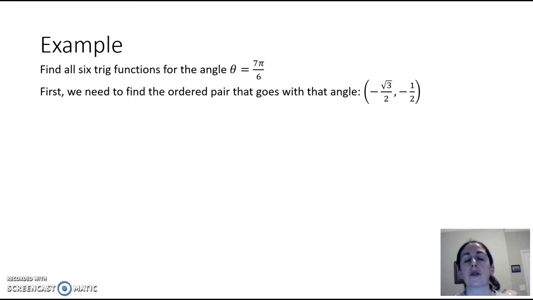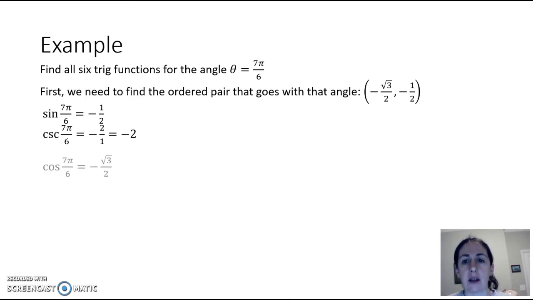You can now use those definitions of the 6 trig functions and find all 6 trig functions for this angle. The sine again is the y value, so that would be negative 1 over 2. The cosecant would be the reciprocal of that, which would be negative 2 over 1, which reduces to negative 2. Now the cosine is the x value, so that would be negative root 3 over 2.